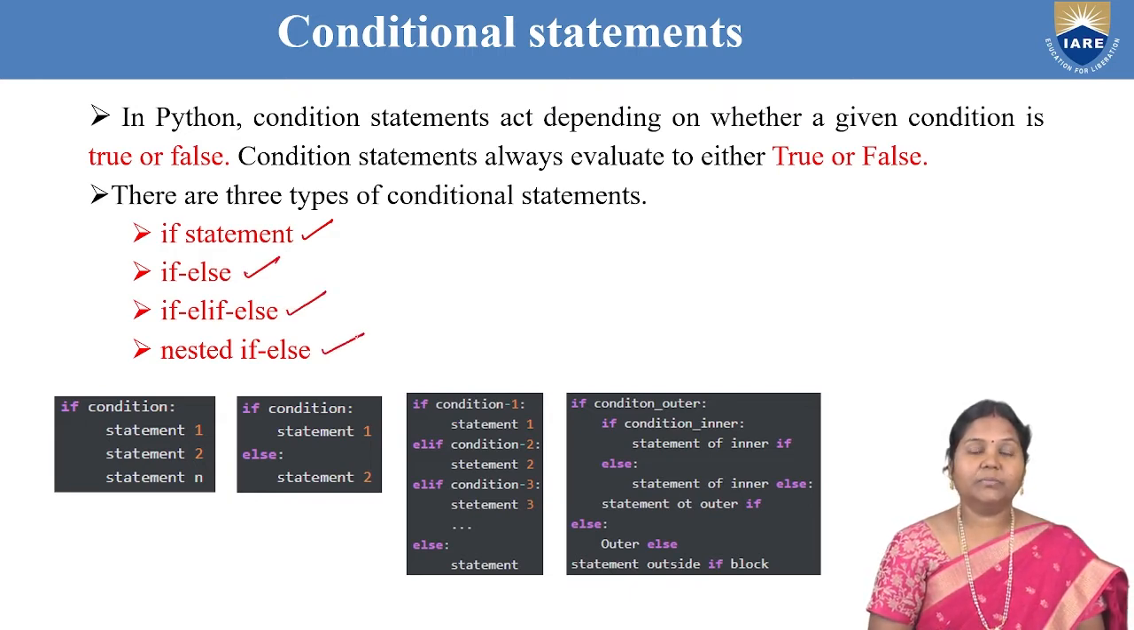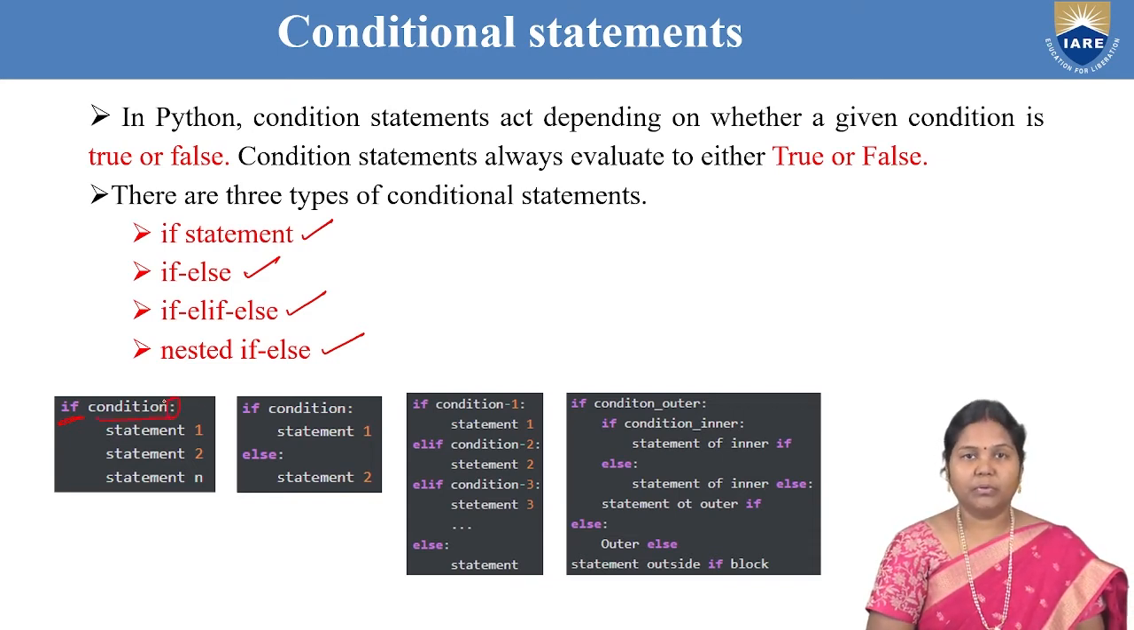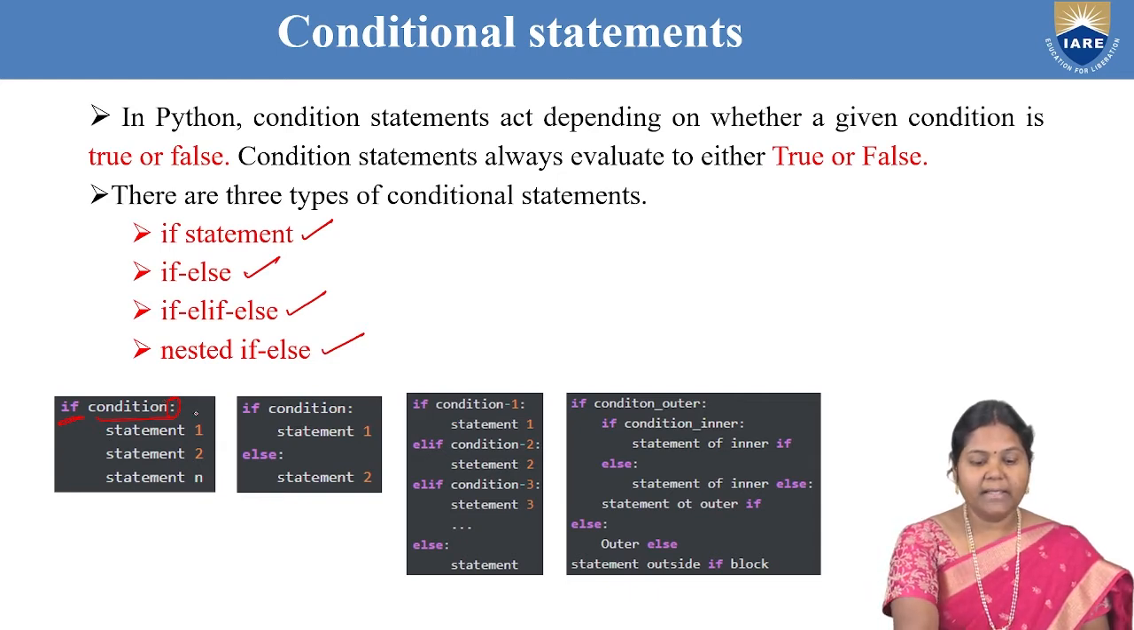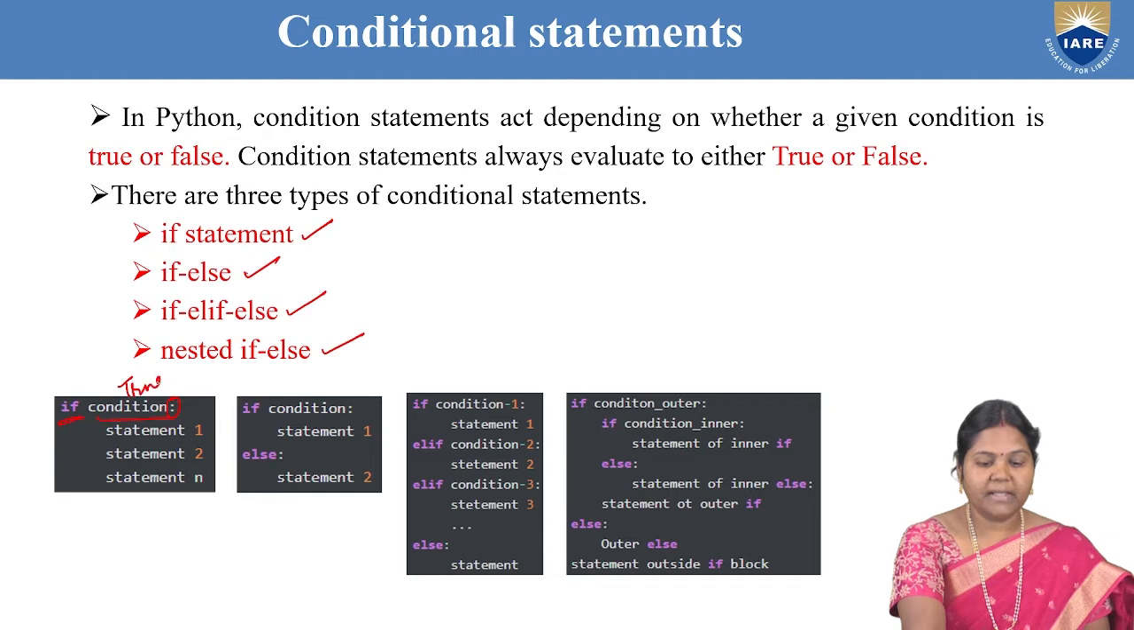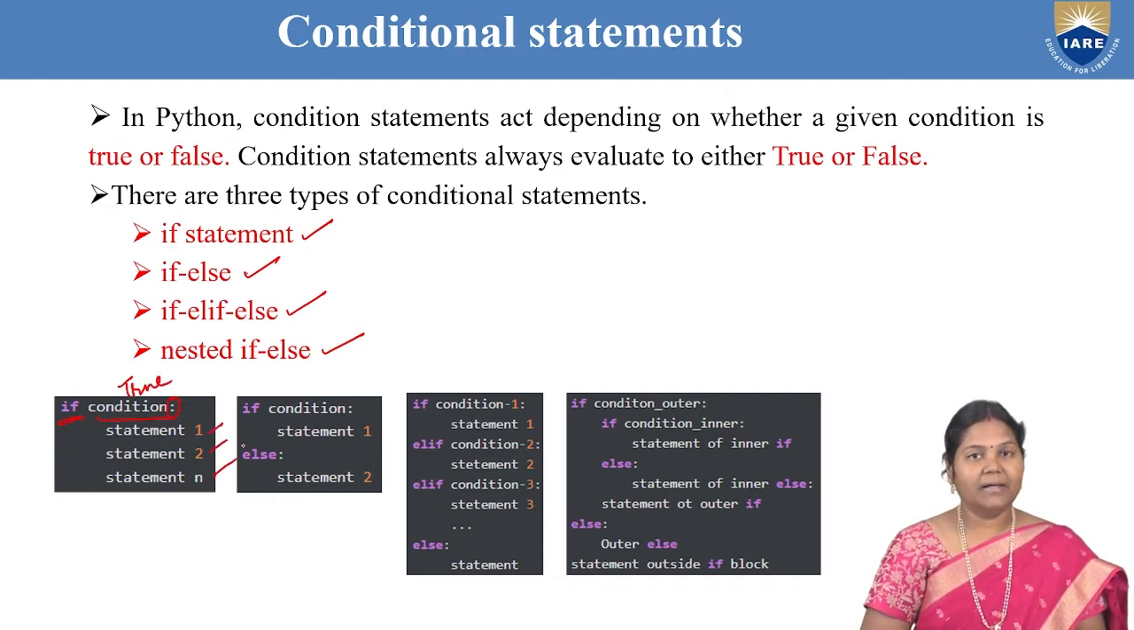Now, how do we write the syntax of the if statement in Python? First of all, you have to write if followed by a condition, and at the end of the if statement, you have to use a colon. That is the syntax used in Python. Then, if this condition is true, you can write a number of statements. N number of statements can be written. So, if the condition is true, then n number of statements are executed. If the condition becomes false, then nothing is executed.